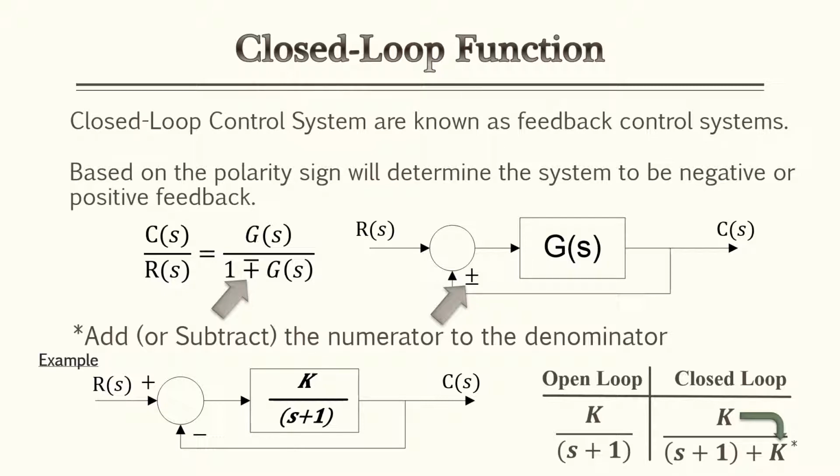Now I have an example at the bottom here where it's k over s plus 1, and that's your open loop function. But as soon as I have a negative feedback, all I did was take my numerator k and add it to my denominator, and that created my closed loop function. And we'll go over this a little bit more in the example problems.